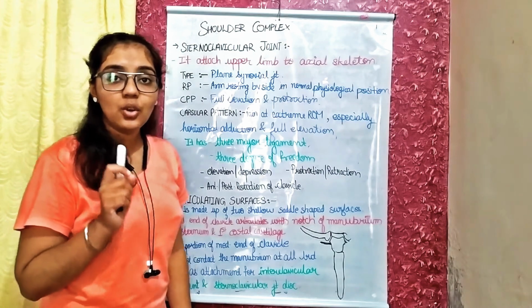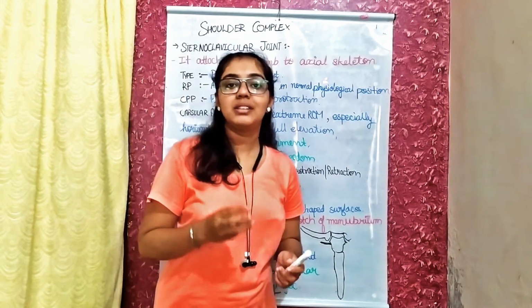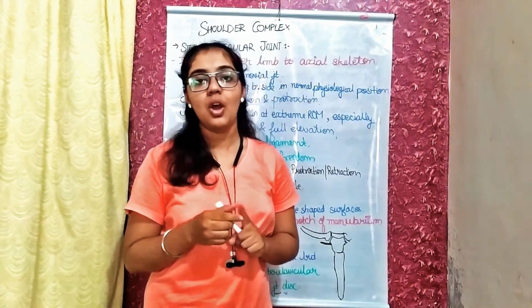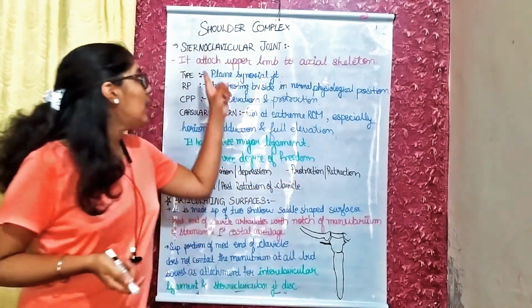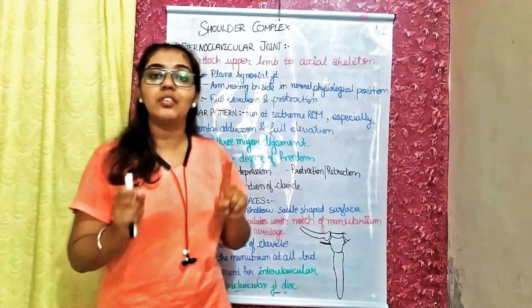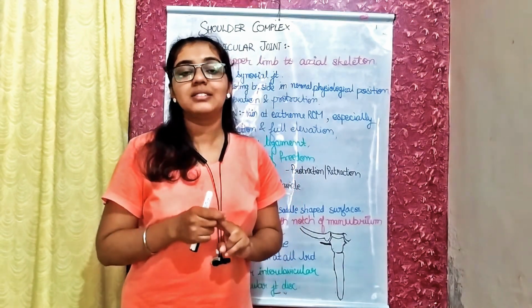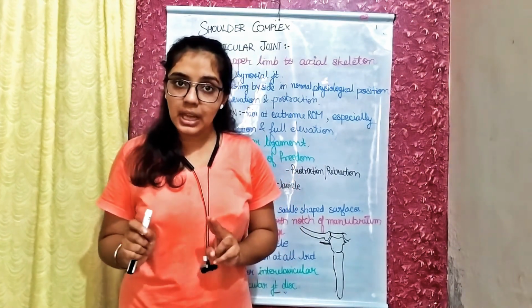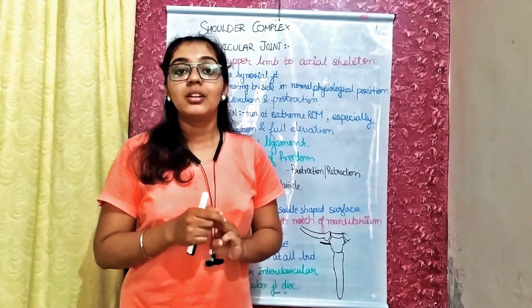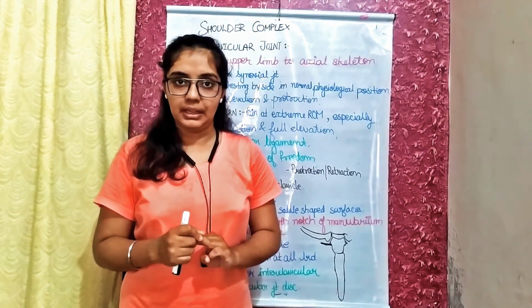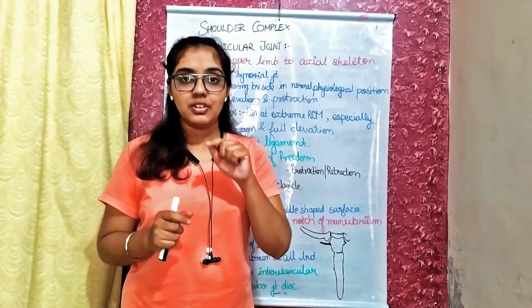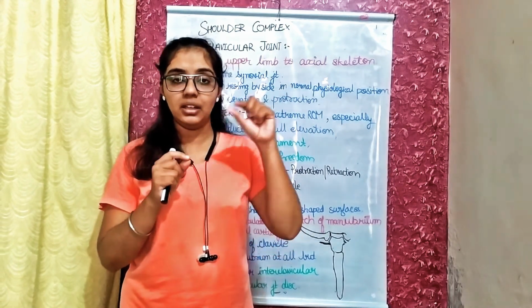Now, in the sternoclavicular joint, there are basically three major ligaments. One is the anterior and posterior sternoclavicular ligament. Second, between the two clavicles, there is the interclavicular ligament. And third is the costoclavicular ligament, which is located between the first costal cartilage and the clavicle.